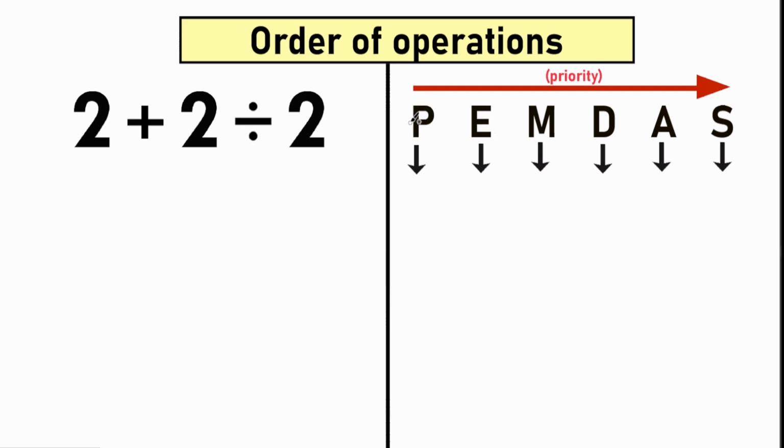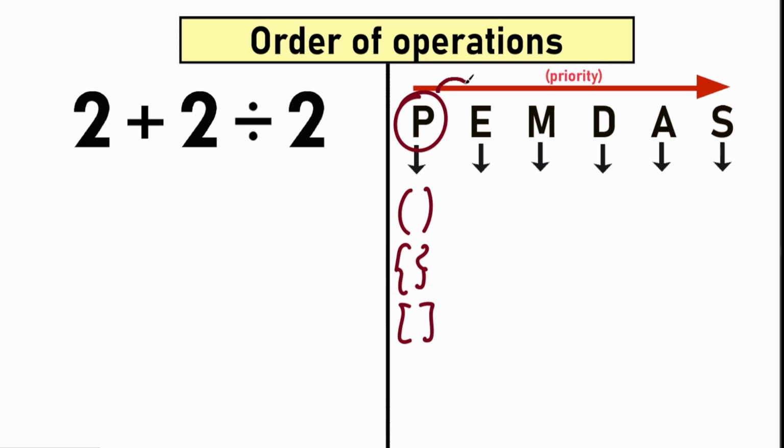And this PEMDAS is like a quick checklist. Each of these letters stands for something. I'm going to start with the left side, because we're talking about priority. On the left side, these elements have a higher priority than the next one. The highest priority has P, which stands for parentheses. We are talking about these types of brackets, the basic grouping symbols.